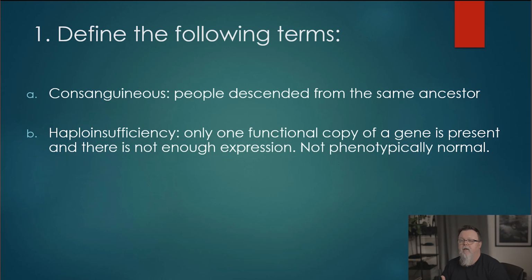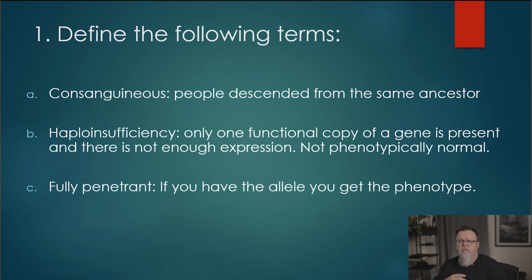Haploinsufficiency is where there's only one functional copy of a gene, and the presence of just that one copy of a gene results in insufficient expression, and so then the phenotype isn't normal. So the fact that there's only one copy of the gene, depending on whatever that gene is responsible for, the expression results in an atypical phenotype.